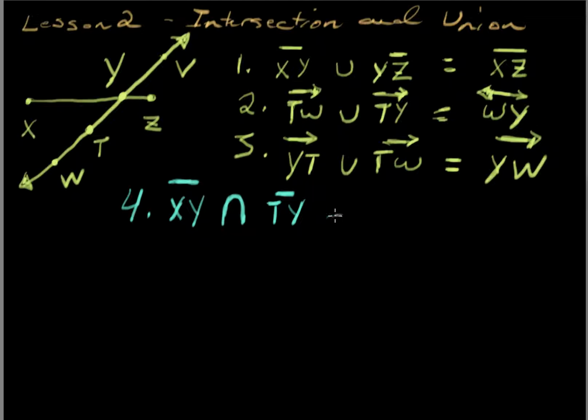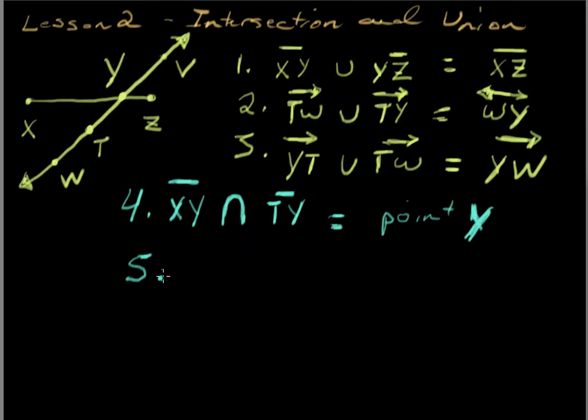So the intersection of line segment xy with line segment ty is the point y. That's the only thing those two line segments have in common. If they had anything else in common, that would be part of it, but they don't. Let's try another intersection example, number 5.